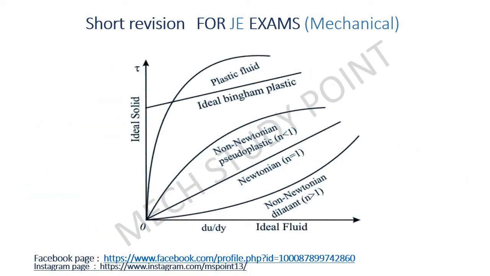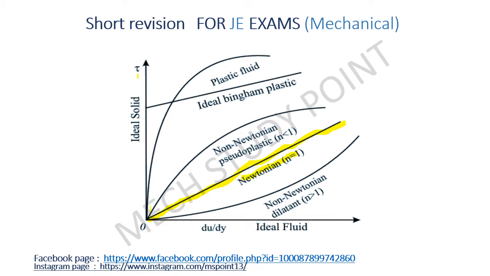Next, this is the diagram between ideal solid and ideal fluid. This is the Newton's law of viscosity diagram. According to Newton's law of viscosity, the shear stress is directly proportional to the velocity gradient. So this diagram is linear like this, where the value of n should be equal to 1.